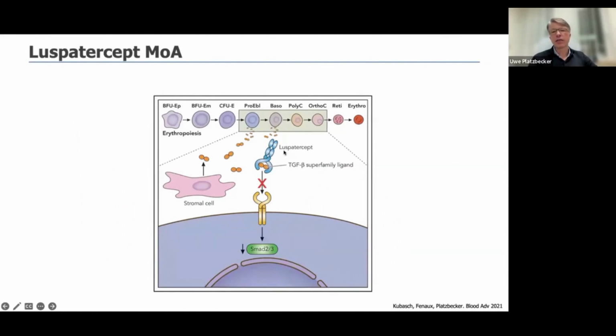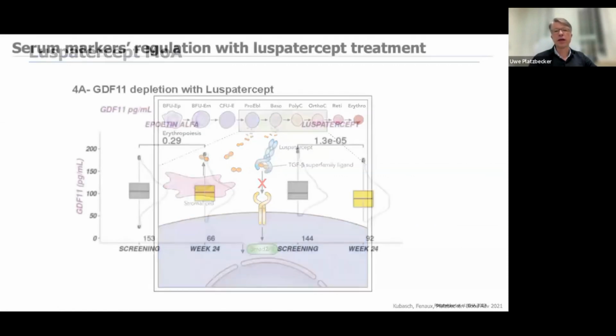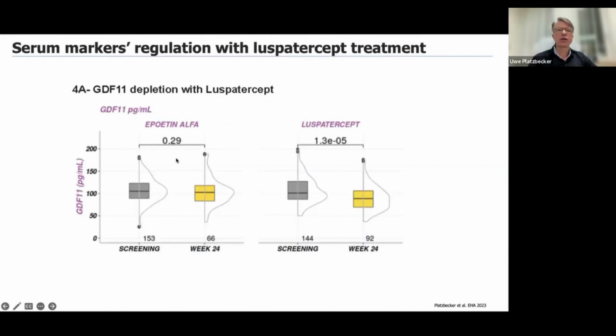Currently, it is believed that luspatercept is predominantly trapping GDF8 and GDF11, and by doing so, it is taking away the inhibition of the maturation and differentiation of erythropoiesis in the bone marrow, and by doing so, improving the ineffective hematopoiesis in the bone marrow. But it's also interesting to speculate that other cell types, especially stromal cells, may also be affected by this. And an interesting observation from the COMMANDS trial is that in contrast to the EPO alpha arm, luspatercept led to a depletion of GDF11 plasma levels, as you can see here. So again, showing that the drug hits the target and is also a differentiating agent compared to stimulation by EPO alpha.